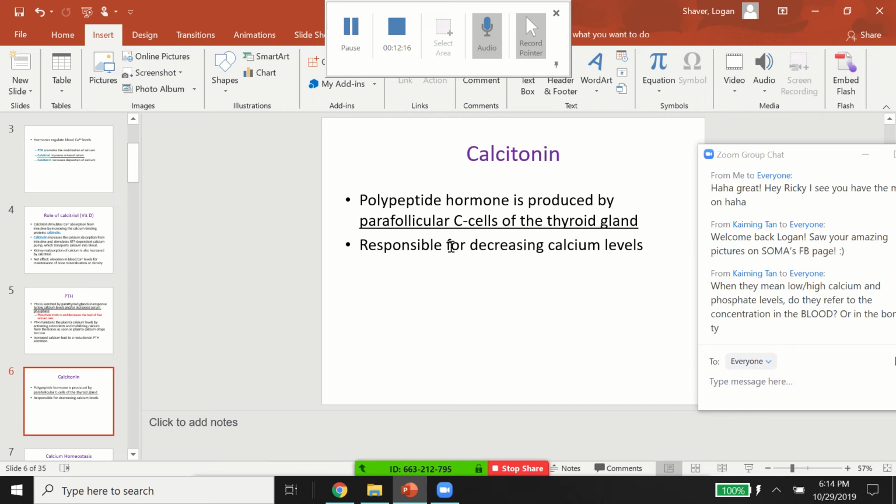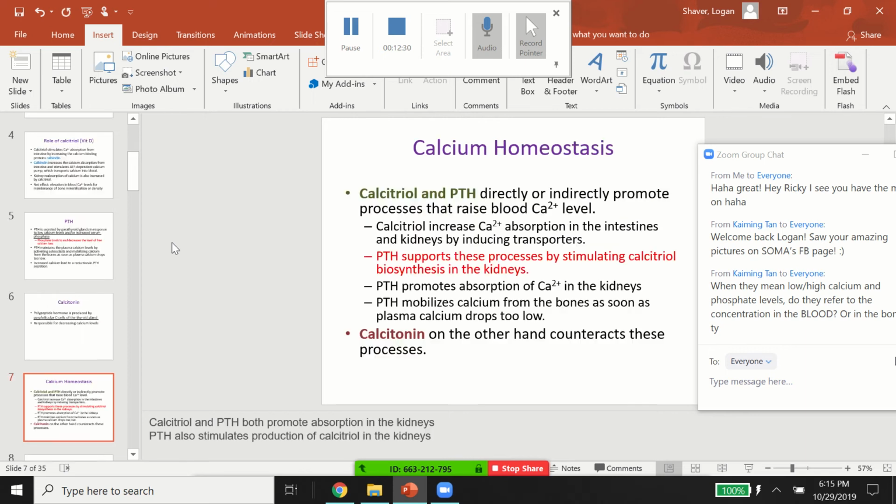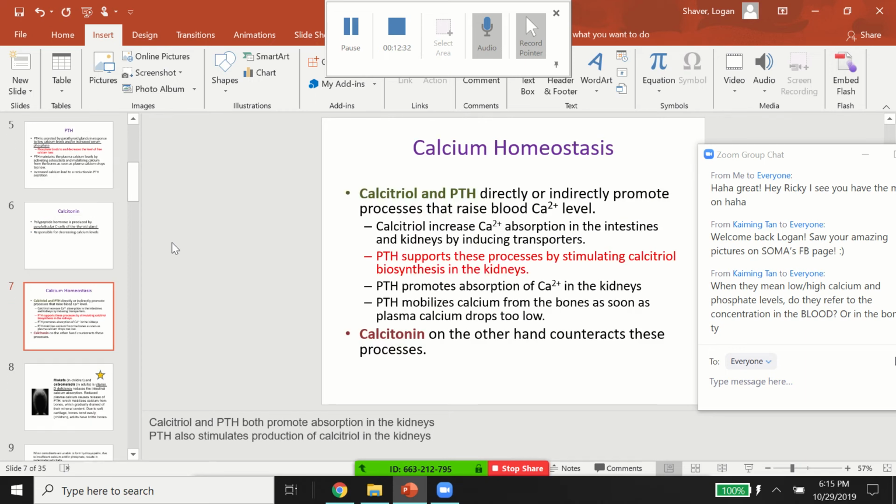So, like I said, it does the opposite of what PTH typically does. So it's going to be decreasing calcium levels instead, right? So it'd respond to high levels of calcium, because it's trying to decrease the level. But yeah, calcitriol and PTH directly or indirectly promote processes that raise blood calcium. So basically, like I said, they work against one another, and that process of them working against one another is what maintains the calcium level within the blood.